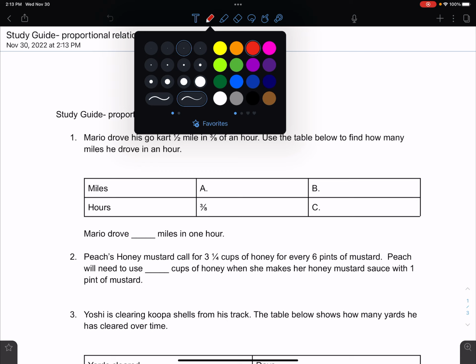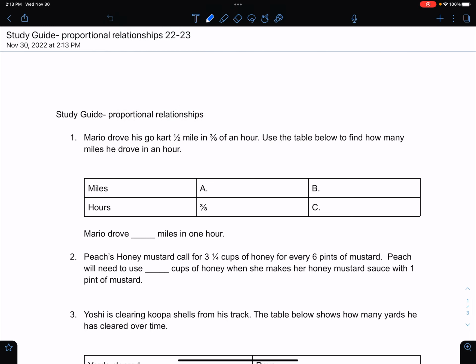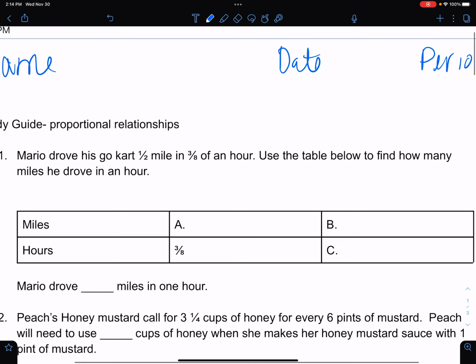All right, so this is our study guide. You guys should have a copy of your own. Make sure that you put your name, your date, and the period. I may or may not be collecting these. I may or may not let you use them tomorrow. So we have done these numerous times, and I want to make sure that we show off our best skills here. So we're going to focus on this.